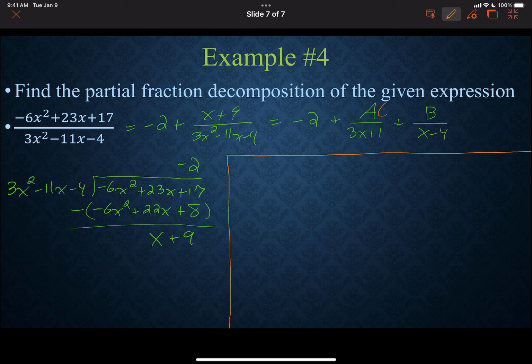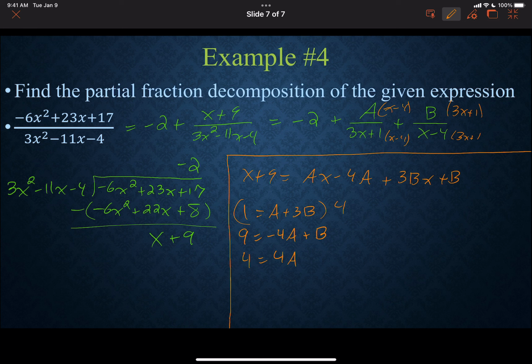We're multiplying by the opposite denominator, so a times the x minus 4, and then b times the 3x plus 1. So we get x plus 9 is going to equal ax minus 4a, 3bx plus b. So our equation is going to be 1 equals a plus 3b, and then 9 equals negative 4a plus b. So what I'm going to do here is multiply the top equation by 4. So we get 4 equals 4a plus 12b.